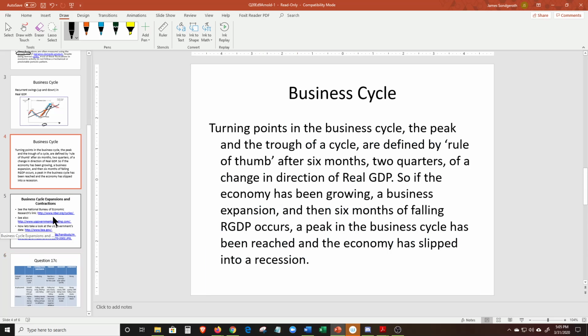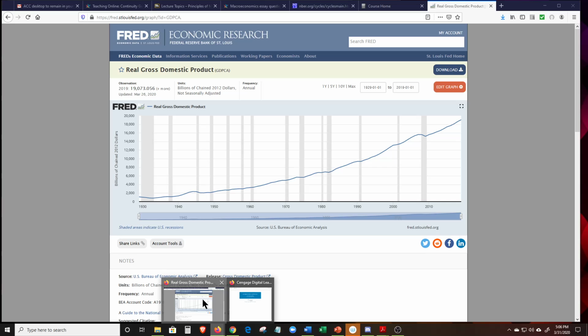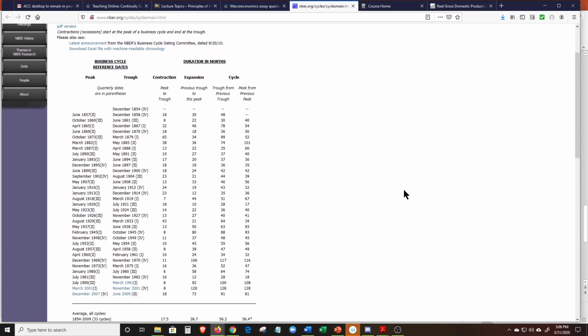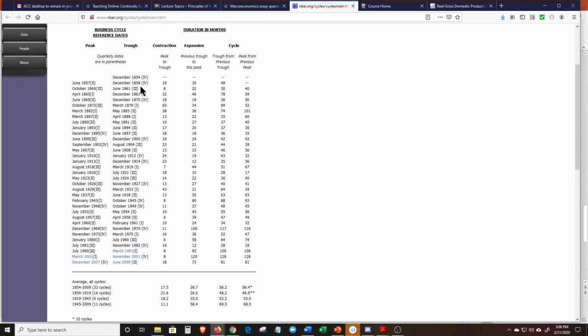Okay. What's the next slide? So we have the National Bureau of Economic Research's link. Let's go back and look at that. I'd already pulled it up because it was on the topics list. So it looks like there have been 33 cycles since December of 1854, which was before the Civil War. Civil War starts right here in 1860.